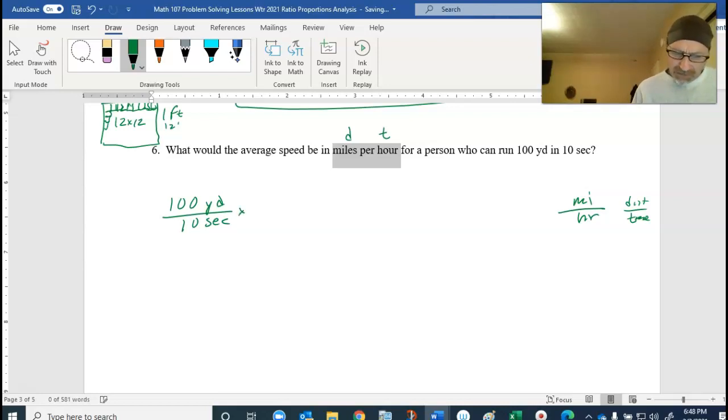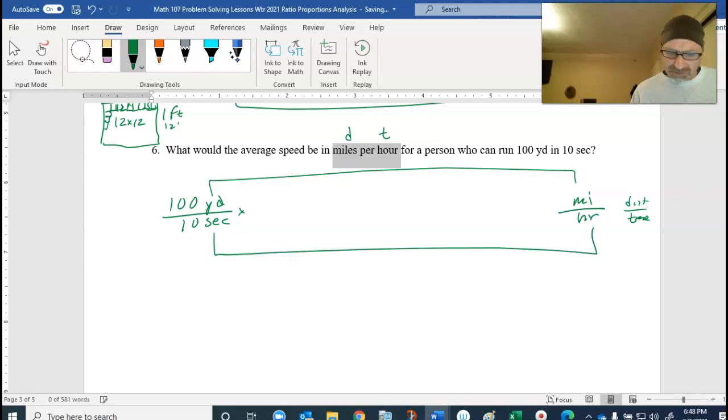And so what do we need to do? We're going to convert yards to miles. Those are 2 distances. And seconds to hours. Those are 2 times. And so what do we get? We want to get rid of yards and get miles. So you might need to Google that. 1 mile is 1,760 yards, and that will reduce yards. And then you could reduce one of those zeros there, and one of those zeros there if you wanted. So not much to do yet.